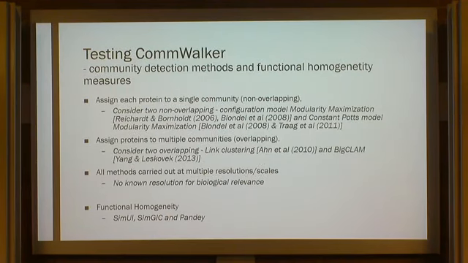And I'm going to assign each protein either to a single community or potentially to multiple communities. There are plenty of methods that do overlapping community detection. So I've got 4 different methods of splitting up the network there. They can all be done at multiple resolutions and scales, because there's no known resolution for biological relevance. And I'm going to use 3 different similarity measures because, as I said, theoretically I don't care about any of those things. So it's interesting to see whether that's true with everything I've said.